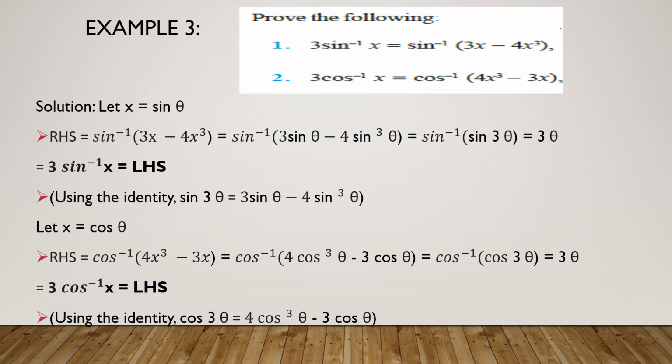Second one, you have to prove 3 cos inverse of x is equal to cos inverse of 4x cube minus 3x. Here you take your x as cos theta. So our right hand side is cos inverse of 4 cos cube theta minus 3 cos theta. Now use the identity cos 3 theta is 4 cos cube theta minus 3 cos theta. Hence our right hand side is cos inverse of cos 3 theta, which is equal to 3 theta, or 3 cos inverse of x, which is the left hand side. So we have used this identity and proved the equations.